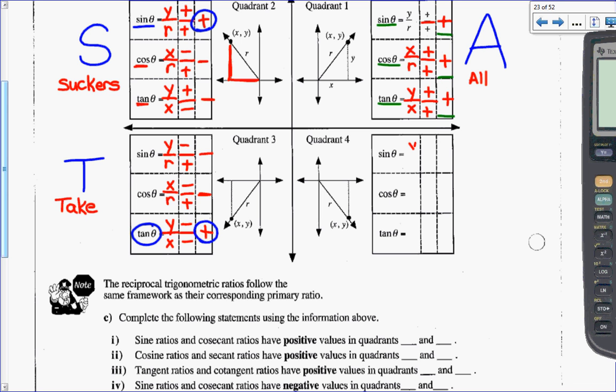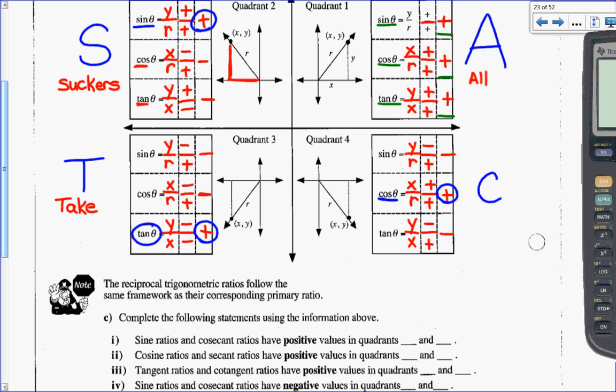All right, let's check out quadrant 4. We've got sine, which is y over r. Y value in quadrant 4 would be negative, but our r is always, always positive, so sine will be negative in quadrant 4. Cosine is x over r. X value is positive. Our r value is always positive, so cosine is going to be positive in quadrant 4. Tangent is y over x, and our y value is negative, but our x value is positive, so again, a negative number over a positive number is going to give you a negative value for tangent in quadrant 4. So the only one that gives us a positive value in quadrant 4 is cosine.